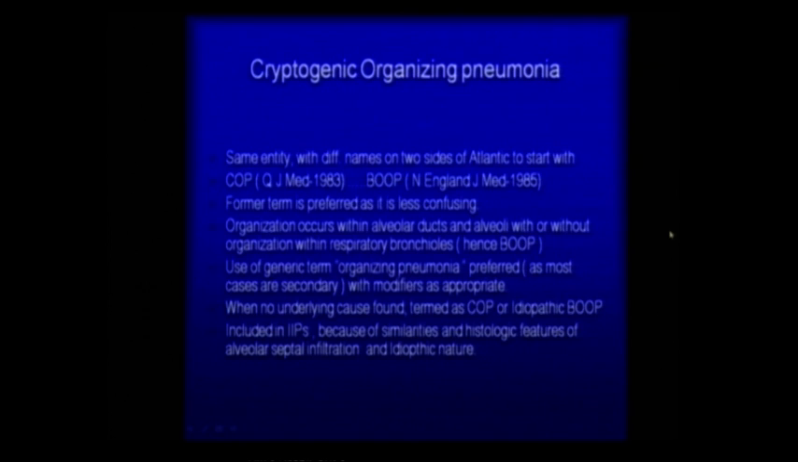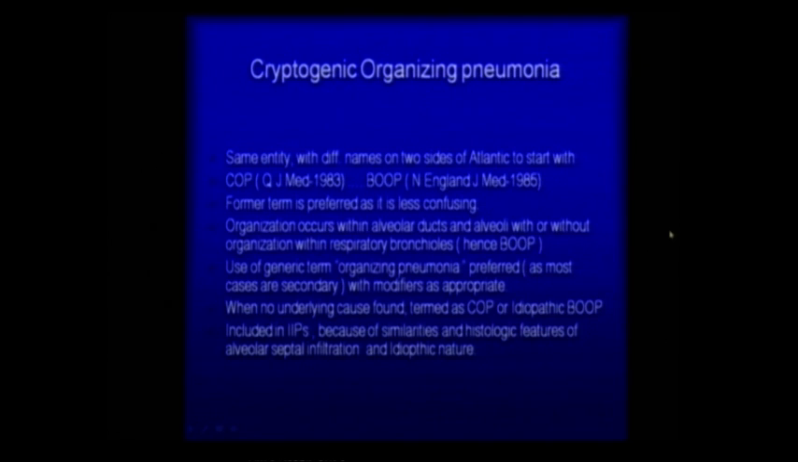Actually, even now the former term is preferred, or otherwise it is called idiopathic BOOP, so COP, because it is less confusing. When you say organizing pneumonia, where is the organization occurring? That is important, you know. But basically, in this particular disease, organization is occurring within the alveolar ducts and alveoli, with or without organization in the respiratory bronchioles. So, that is why it is called bronchiolitis obliterans organizing pneumonia, but the pattern is organizing pneumonia anyway. So, most of the time we call it COP.